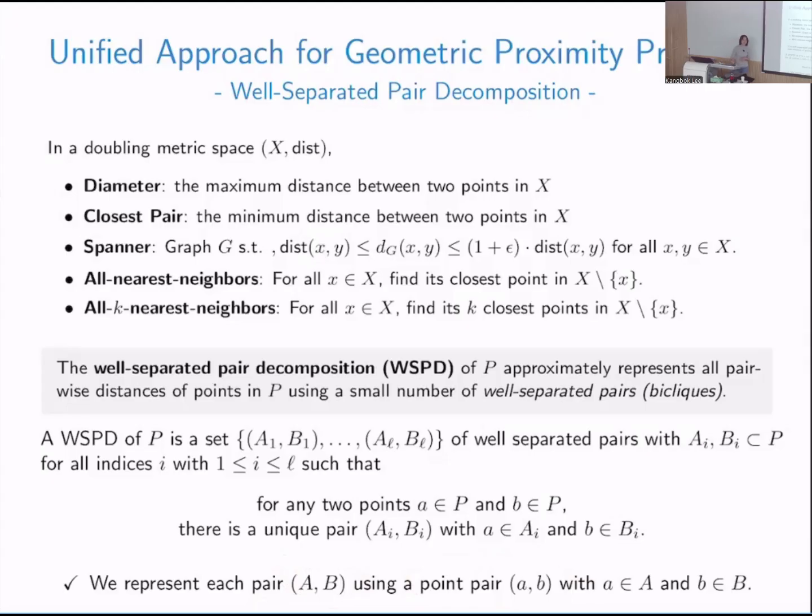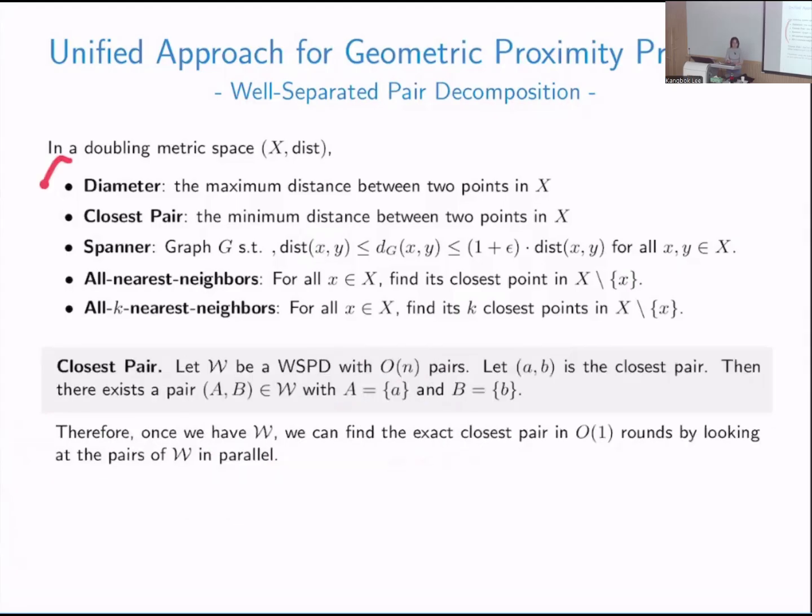And it is known that in the Euclidean space or in a doubling metric space, there exists a WSPD with only n well-separated pairs. L is n in the Euclidean case, or doubling metric space. And once we have this representation, you can solve all those problems in constant rounds very easily.